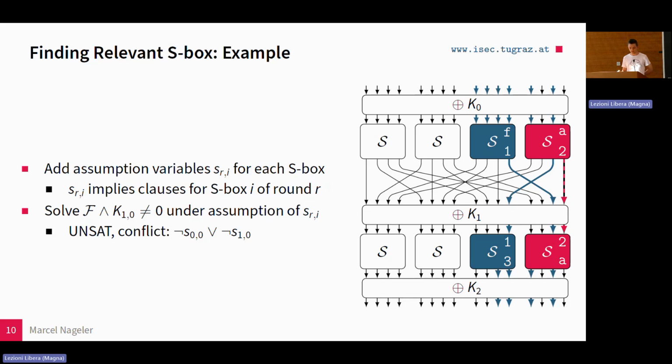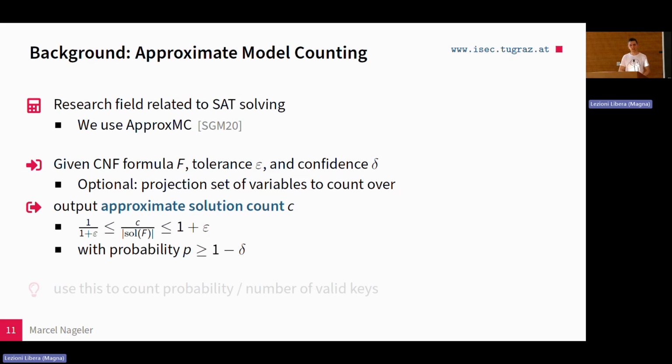I also told you a bit that you can find the probability. This might not be clear yet how you can find the probability. And for that, we need some extra background. Namely, there's this field called model counting and also approximate model counting, which is a research area that is associated to SAT solving. Like for SAT solvers, there are these yearly SAT competitions. There's also yearly model counting competitions. And in this field, we use the ApproxMC model counter.